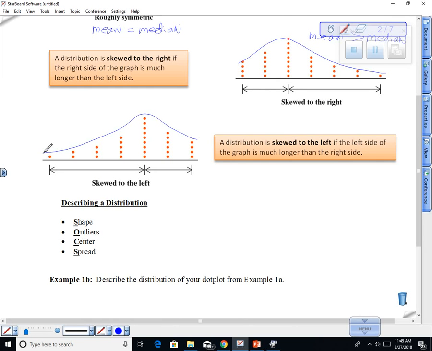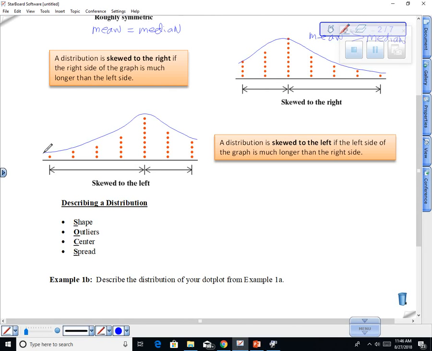Like on a stem plot, it's going to be hard sometimes to tell if it's skewed to the right or to the left because it's vertical. So you can ask yourself, where does the skewness go? Where does the tail go? Does it go to the higher numbers? If it's to the higher numbers, you can say skewed to the higher numbers, which is the same as skewed to the right. And if it's to the lower numbers, you can say skewed to the lower numbers or skewed to the left. Those are the same thing. So this is skewed to the left.